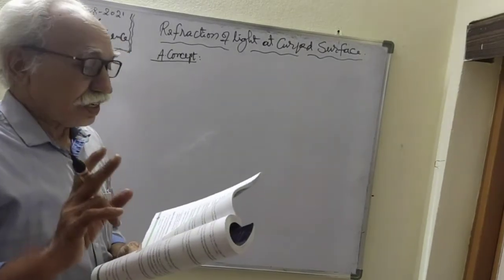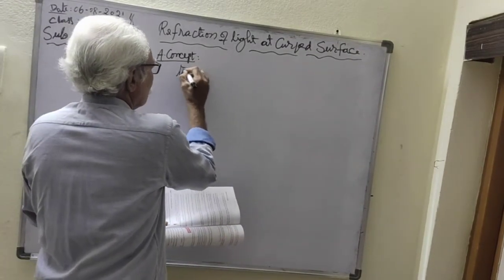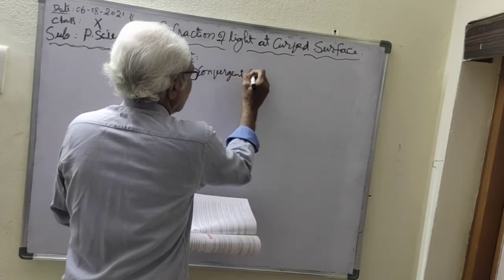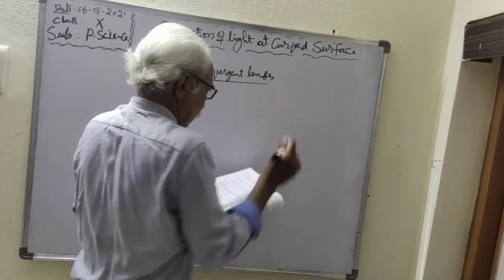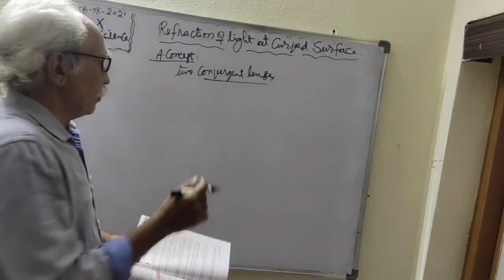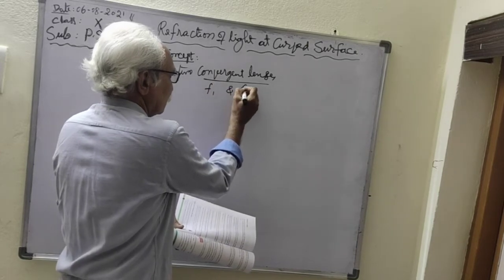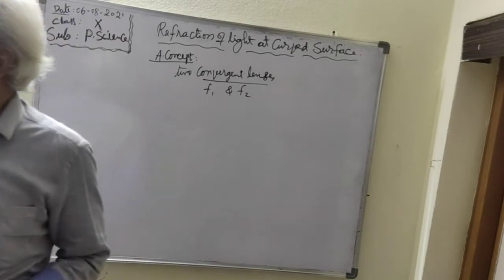Two convergent lenses are present. So they have focal lengths. First lens is f1, second lens is f2. These are the focal lengths of the two lenses.